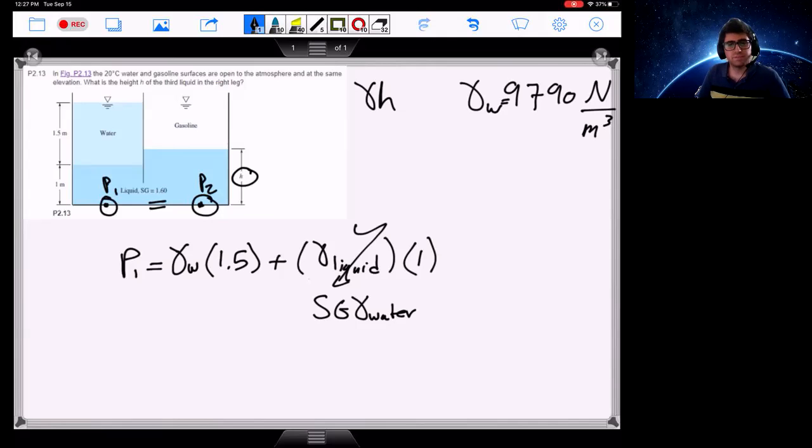Okay, good. That's for pressure 1. And why did we use a plus sign here? Why is it not minus? Why did we not say gamma of water times 1.5 minus gamma of liquid times 1? Pressure increases with depth, exactly. As you go down on a vertical line, it's going to increase.